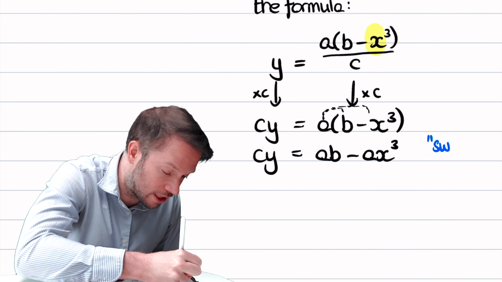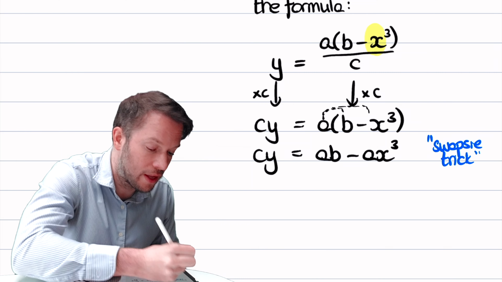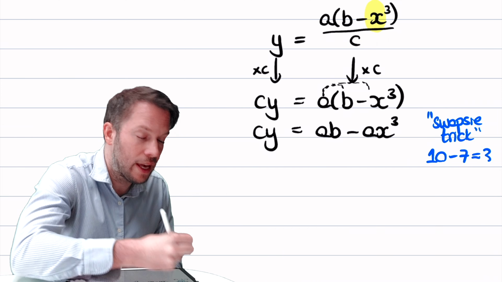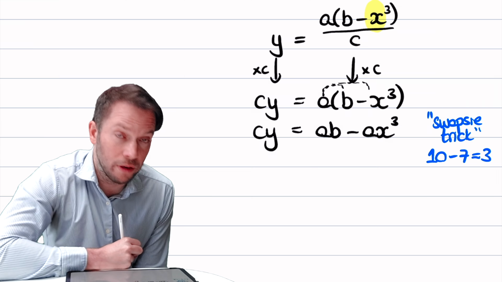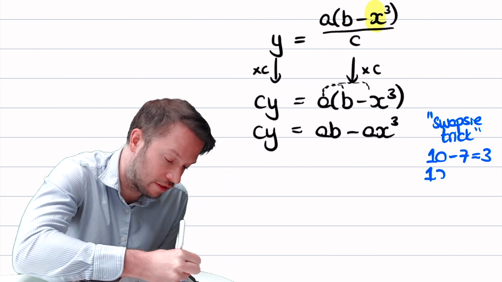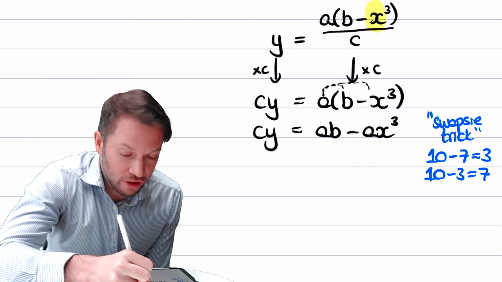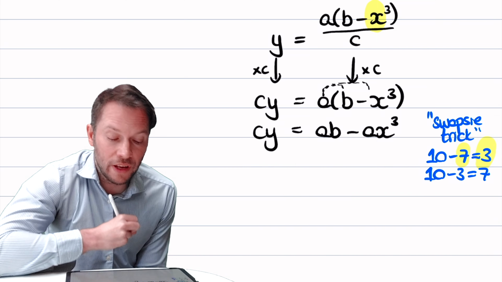So the swapsy trick is this. And it's actually quite simple. Let's suppose you had 10 minus 7 is equal to 3. How could you swap the numbers in that subtraction to still make it true? Well, you could have 10 minus 3 equals 7, couldn't you? So it seems that you can swap the thing you're subtracting and the result of that subtraction.